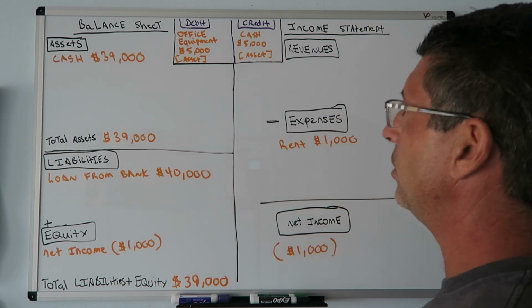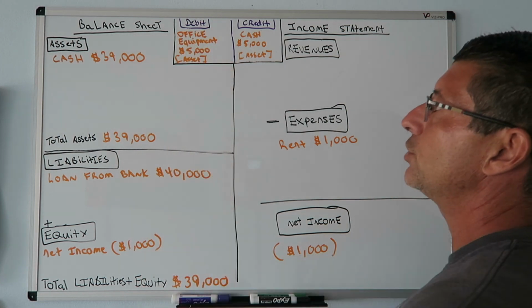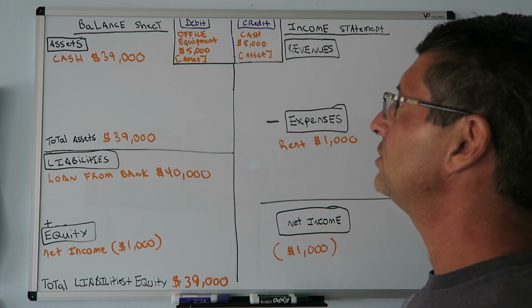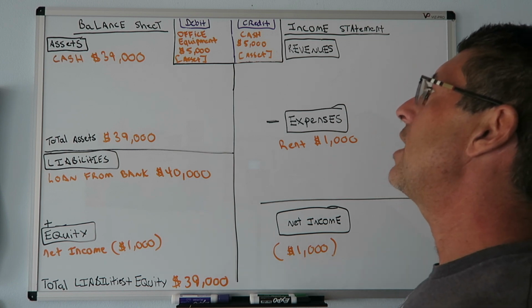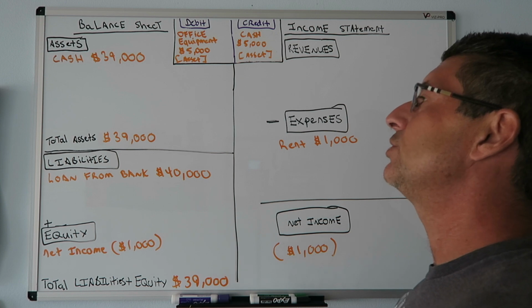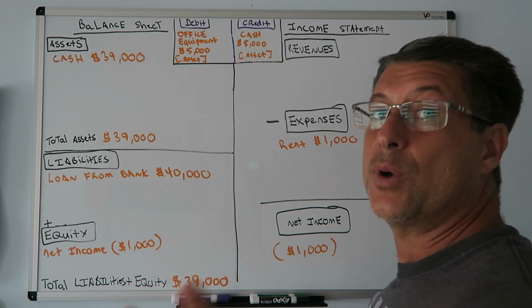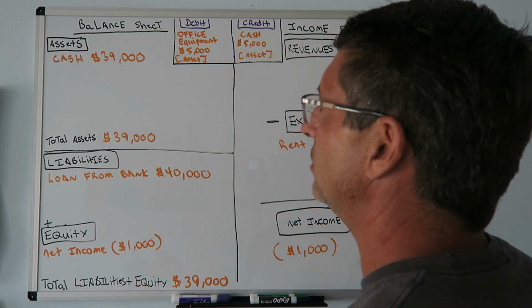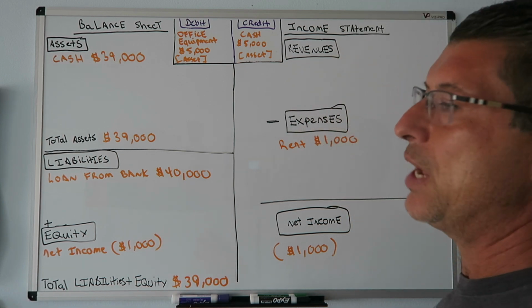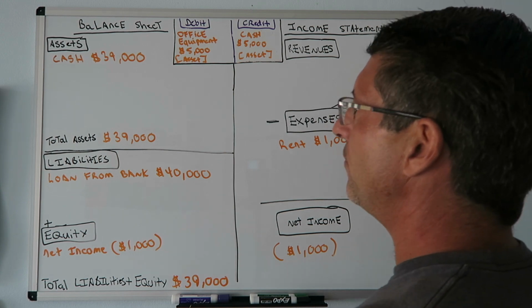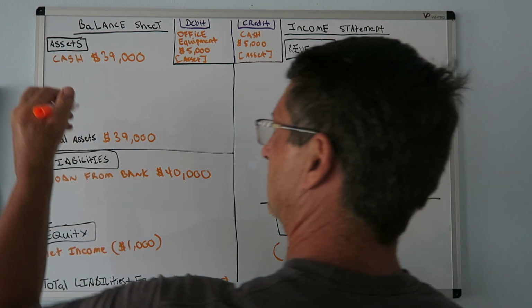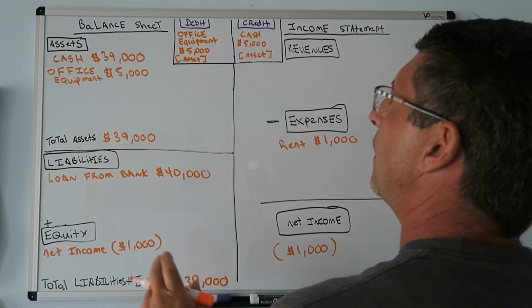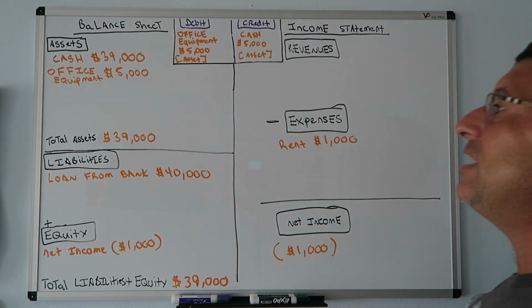Let's go to our third journal entry here. We had office equipment $5,000, which is an asset. That's our debit. And then we had a credit of cash $5,000, which is also an asset. So we have 2 assets, 1 journal entry. If it's debited, we know it's increasing. We have a whole new category of an asset. We have office equipment. We're going to put that under our assets. Office equipment, $5,000.